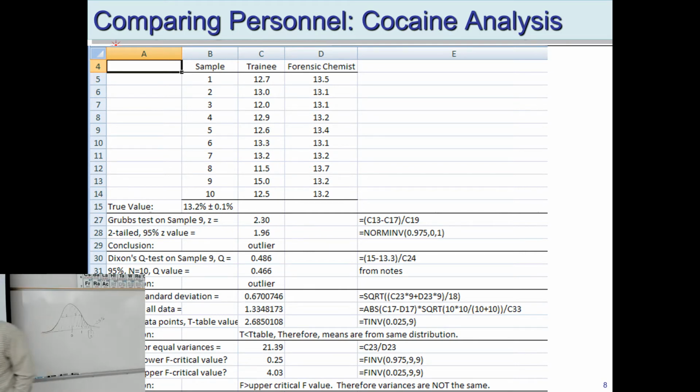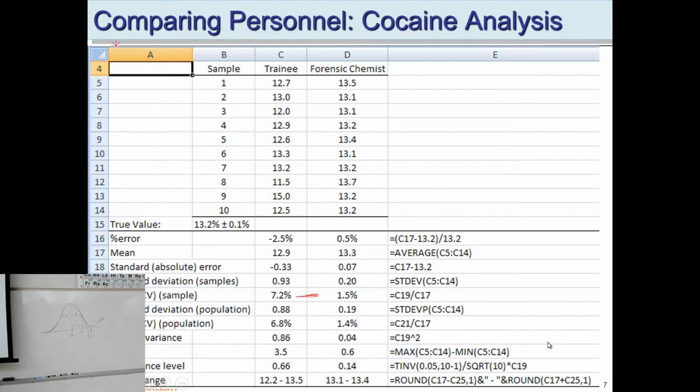Same thing for the F-test. For the F-test for equal variances, we take the variance ratio, so C23 and D23. So here is C23 and D23. So we take that ratio of the variances. Now, what is that ratio going to be if the variances are equal? It's going to be 1. And so we're trying to see how far away this is from 1. So we take the ratio of the variances.